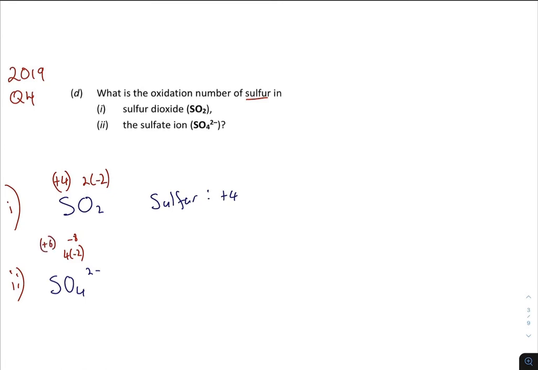Again, put your brackets in. Okay, oxygen is minus 2 and sulfur is plus 6. It just so happens that there are, how many oxygens? 4 oxygens there. So sulfur plus 6. Okay, that's it. Nothing too complicated there. Moving on, 2018.